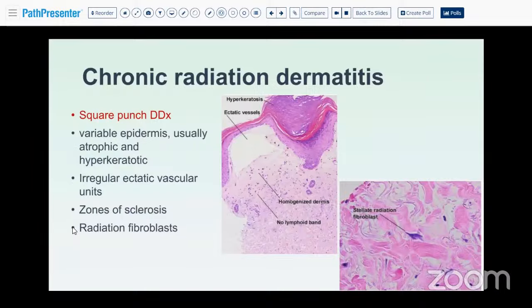Chronic radiation dermatitis is another entity on our square punch differential. Our epidermis is variable, but usually shows some hyperkeratosis and atrophy. There are irregular ectatic vascular units. In fact, they can be so ectatic that I've seen these miscalled as vascular malformations without correct clinicopathologic correlation. It's important to recognize that beneath those ectatic vessels, or within those ectatic vessels, there is homogenized sclerotic dermis and radiation fibroblasts, these bizarre, somewhat stellate fibroblasts.